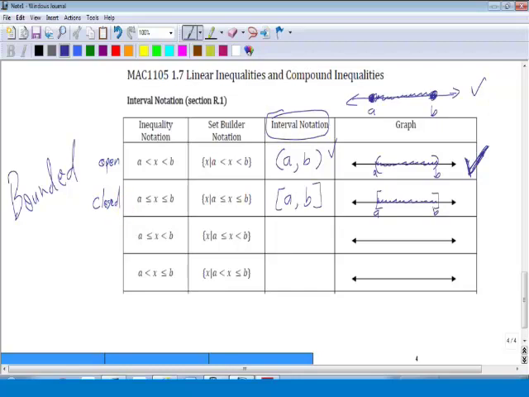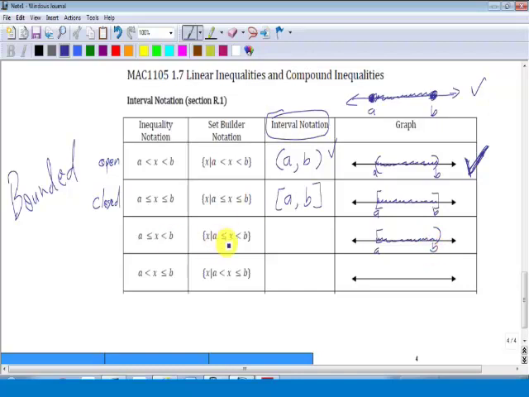Neither endpoint on a bounded interval included, open. Both endpoints included on a bounded interval, closed. What if one endpoint is included and the other is not? Well, if A is included, then we put a closed bracket next to A and a parenthesis next to B to indicate B is not included.